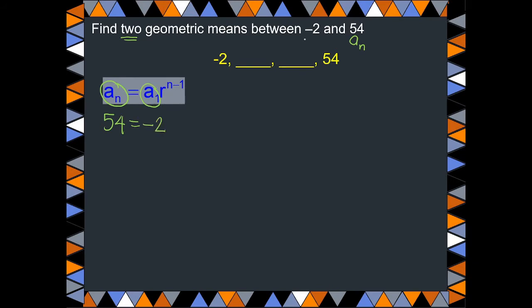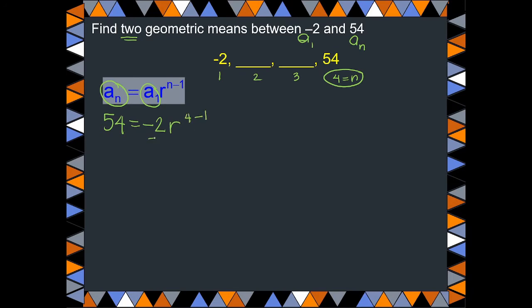-2 is our first term. This one. This is our first term. What is the common ratio? We will solve that. What is the value of n? 4. As you can see in our blanks, 1, 2, 3, 4. So the fourth term is the number 54. So this is 4 minus 1.